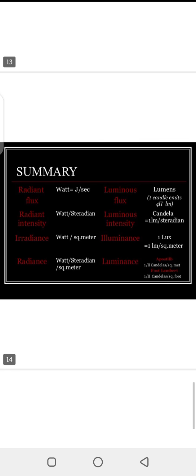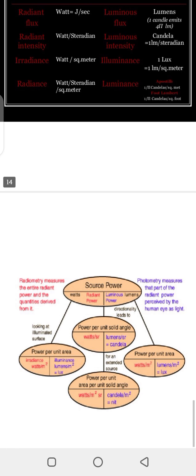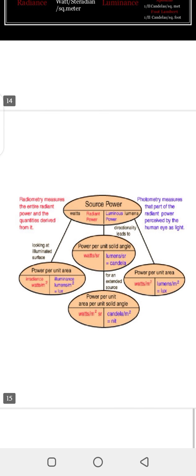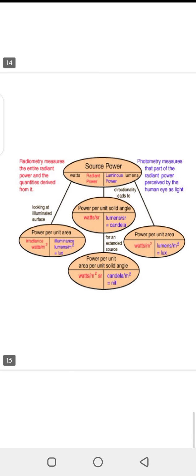Summary, you can see. Next, source power. Radiometry measures the entire radiant power and the quantities derived from it. Next, photometry measures that part of the radiant power perceived by the human eye as light. Okay, this is the summary.